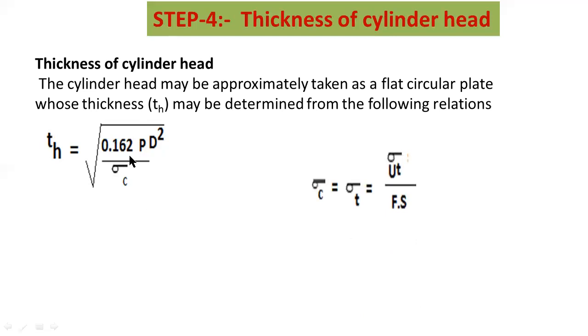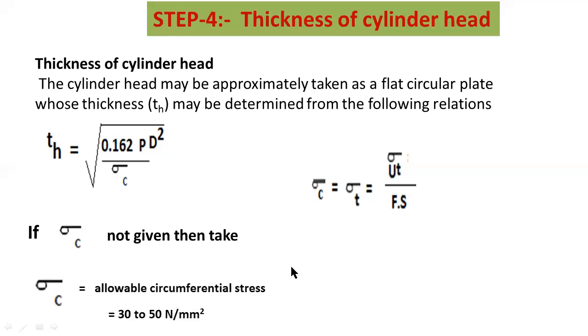The formula for sigma_c equals sigma_t equals sigma_ut by FS. If it is not given in our problem, then you can use a value of 30 to 50 megapascal for sigma_c. This is the last step for design of engine cylinder. So totally 4 steps are there for design of engine cylinder and cylinder liners, and I completed those 4 steps.